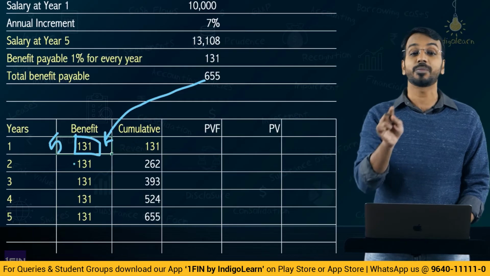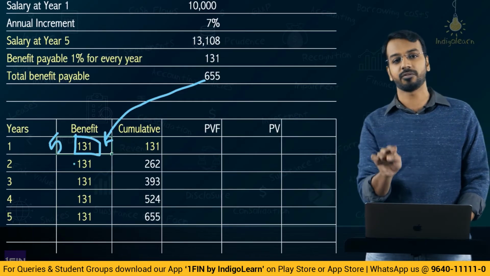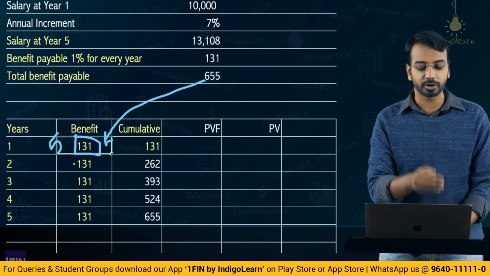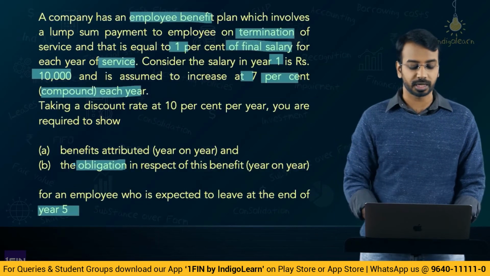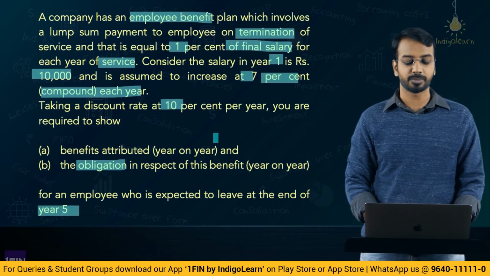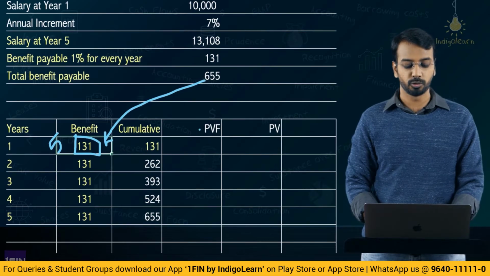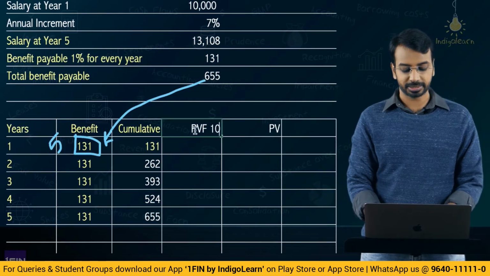We have to see what is the present value of this benefit at the end of year 2. Like this we have to calculate for each of the periods, right. Now what is the discount factor given in the question? They said take discount of 10% per year. Very good. So we will do the calculation at 10%.